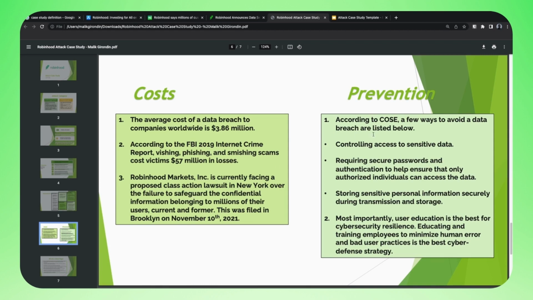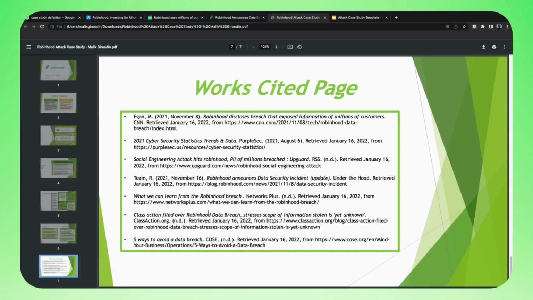And these are prevention methods for Robinhood or for any other company going through similar situations. And make sure to cite your work. Where did you get your data from? Me personally, remember PurpleSec? I mentioned PurpleSec about 98% of cyber attacks being social engineering. Got my data from PurpleSec. Got my data from CNN. Got my data from the blog I showed you earlier, and so on.